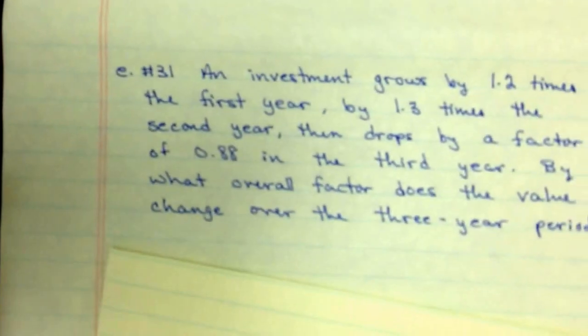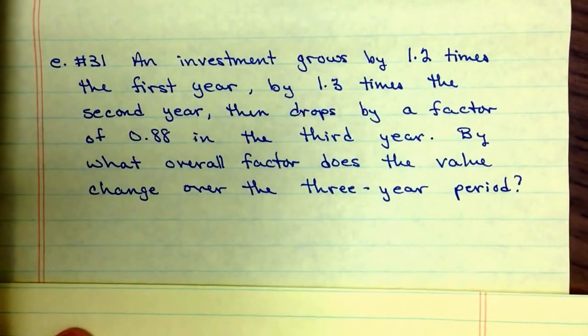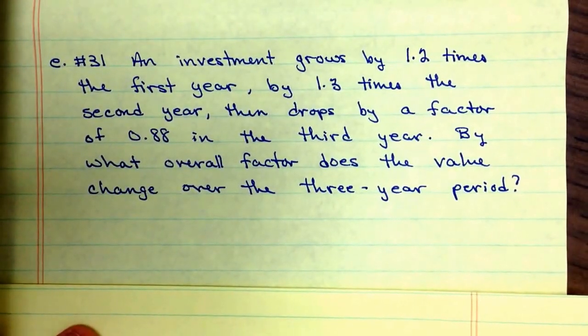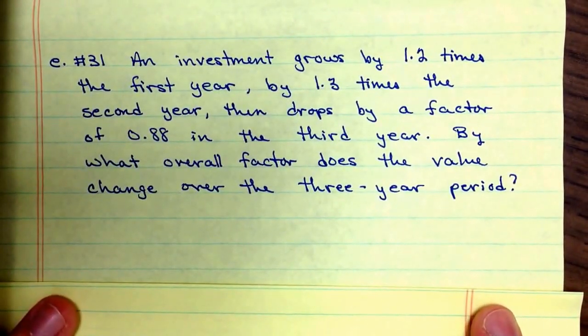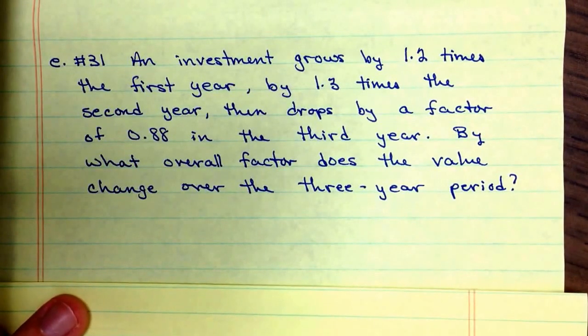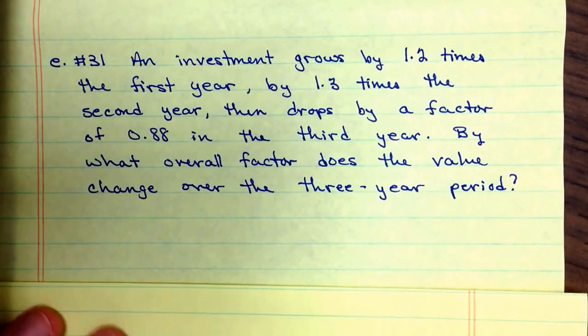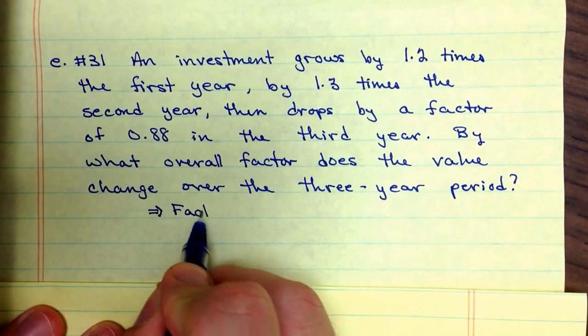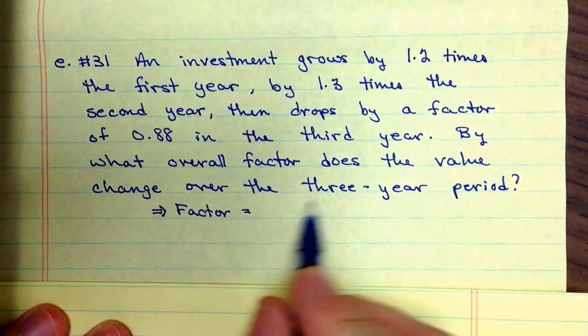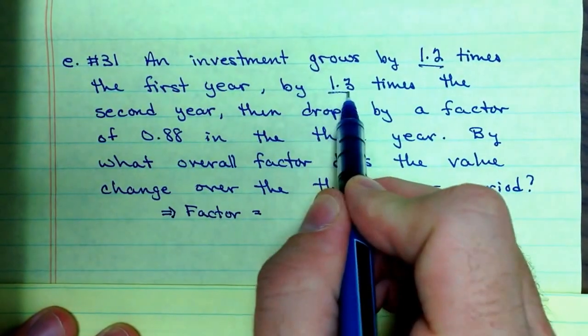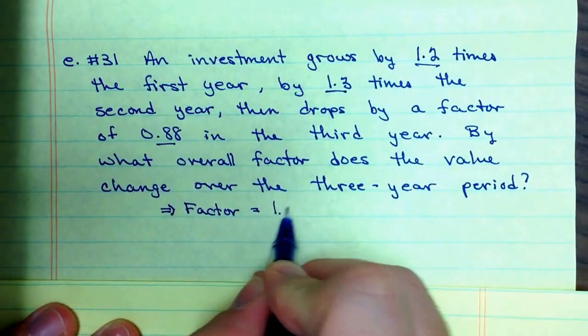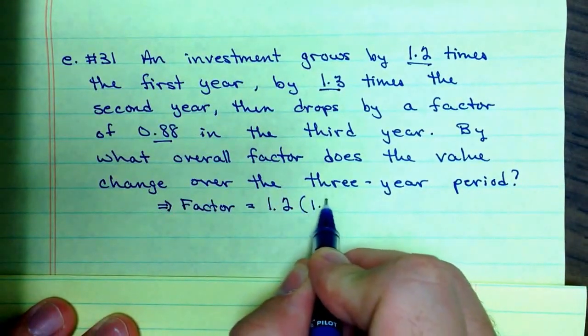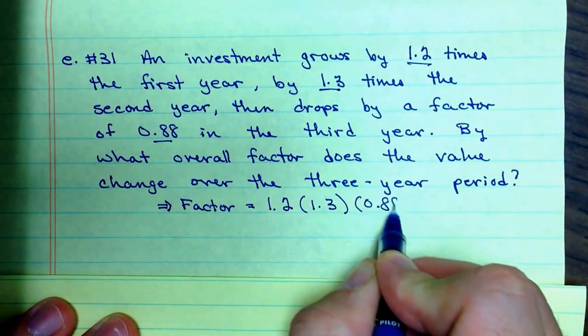Okay, how about another one? Little e. An investment grows by 1.2 times the first year, by 1.3 times the second year, then drops by a factor of 0.88 in the third year. By what overall factor does the value change over the 3-year period? Well, this one's actually kind of simple. The factor is simply going to be the product of those 3 factors. So 1.2 times 1.3 times 0.88.